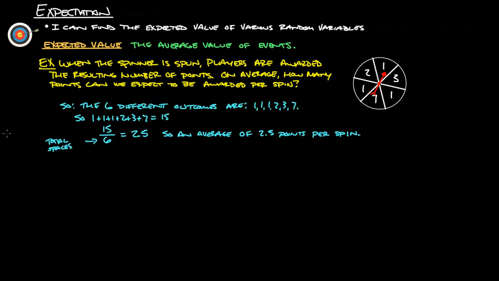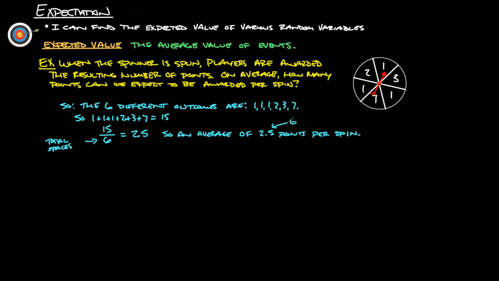Here is how this works out. There are 6 different outcomes. We can get 1, 1, or 1 here, and 2, 3, or 7. So all 6 different possible outcomes are 1, 1, 1, 2, 3, and 7. Since those are all equally likely to happen, we can simply add those all up to get 15 and divide by the total number of outcomes, which is 6. So we take 15 divided by 6 and we get 2.5. So an average of 2.5 points per spin.